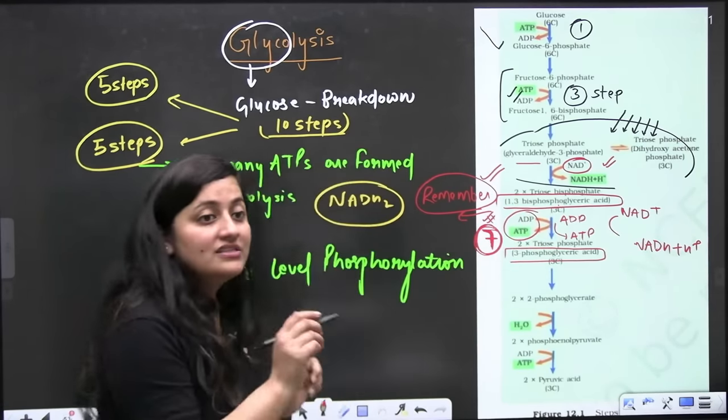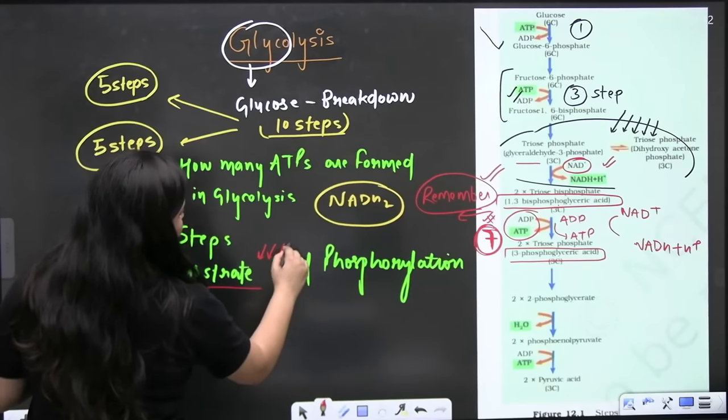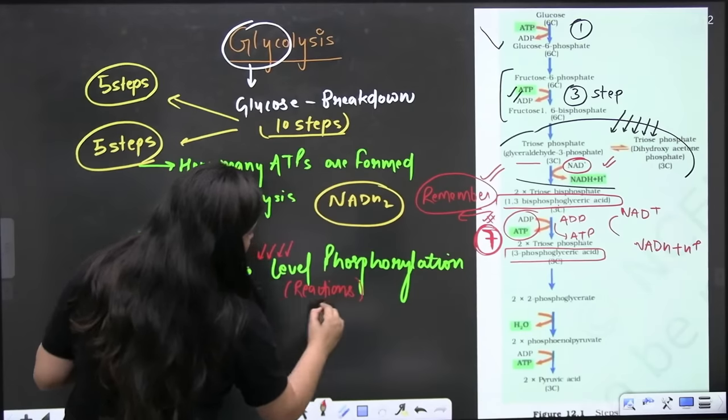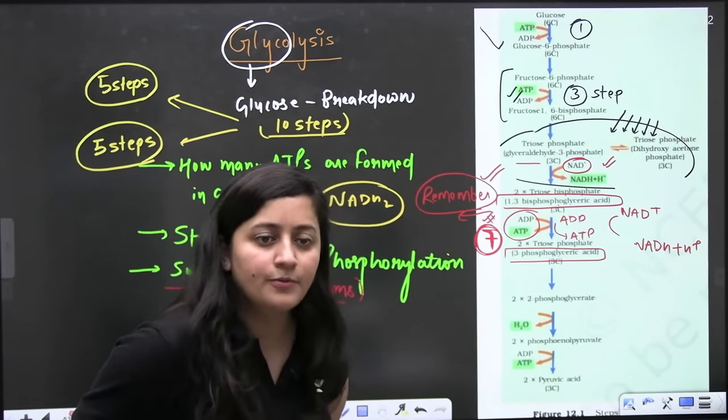So in glycolysis, they can ask you the question which steps have substrate level phosphorylation, and they can ask you the reactions. So even if you revise these particular topics only from this topic, that will be more than sufficient for you. Right? So up to this part, all clear?